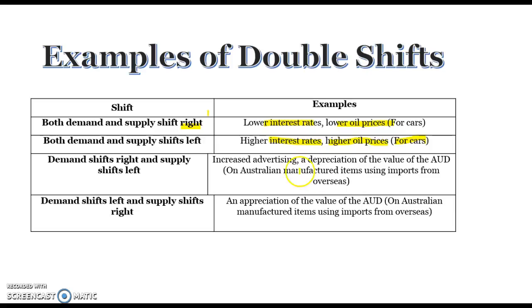In terms of supply shifting to the left and demand shifting to the right, something like increased advertising or depreciation of the dollar, which we talked about. Demand shifting left and supply shifting right, that could be an appreciation of the Australian dollar, which would be the main thing that might cause demand shifting to the left and supply shifting to the right.